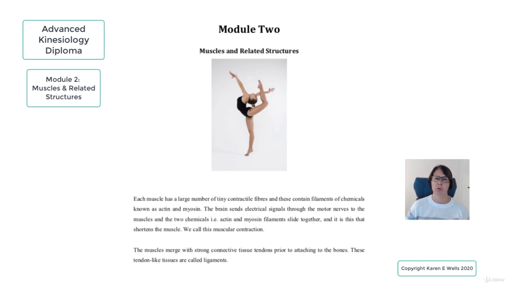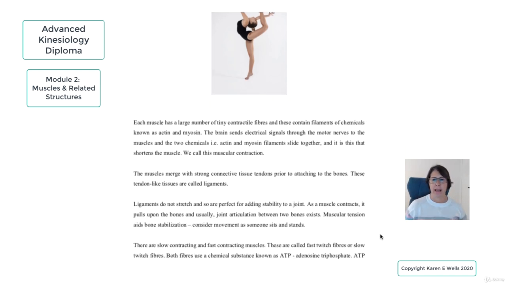Now, Module 2 is all about muscles and related structures. So at this point, you should have done the self-assessment tasks at the end of Module 1, which were in the training manual, so that now you're at the point, having gotten that understanding, to move on with me to Module 2, which is about muscles and related structures. Okay, so let's have a look at that.